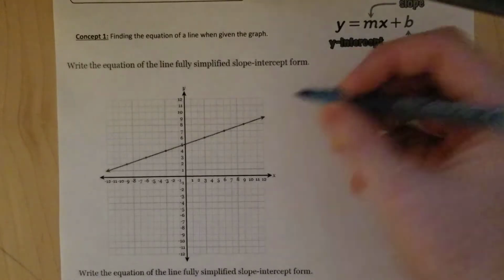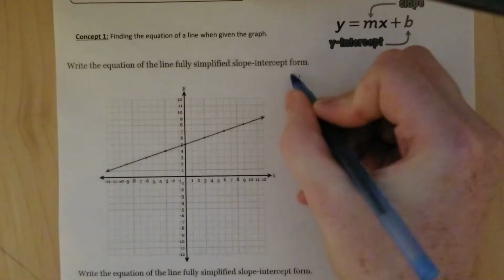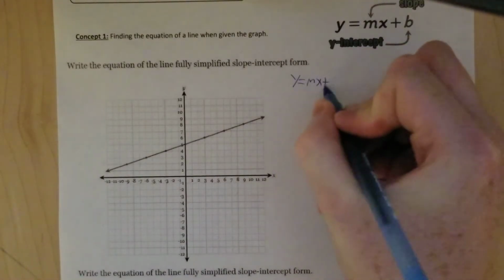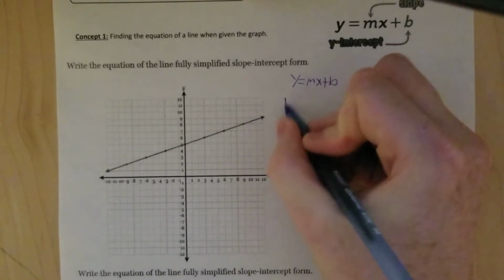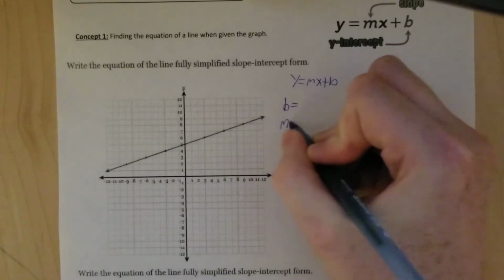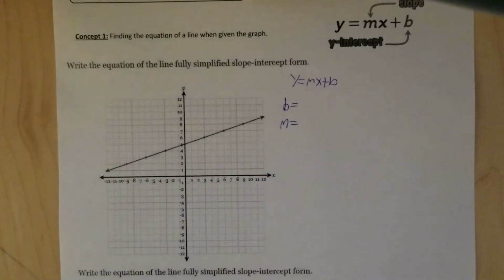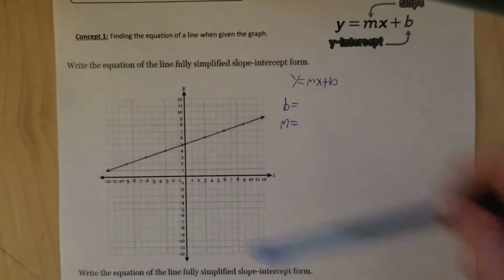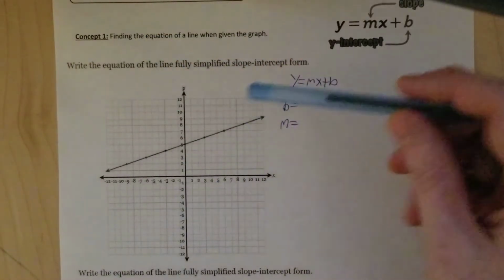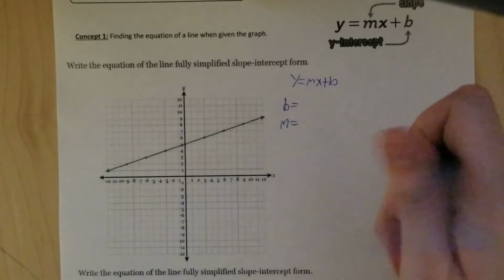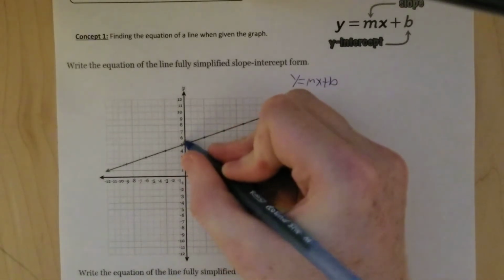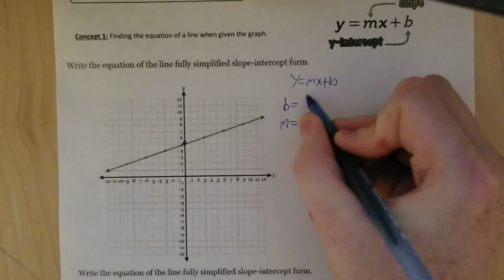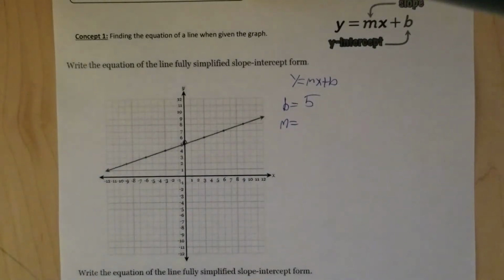Since we're writing it in y equals mx plus b, we've got to find two things: we've got to find our b, and we've got to find our m. So your b is easy. Your y-intercept, remember, is just where it crosses the y-axis. For this graph, if you look, it starts up at 5, at that point there. So our y-intercept would be 5.